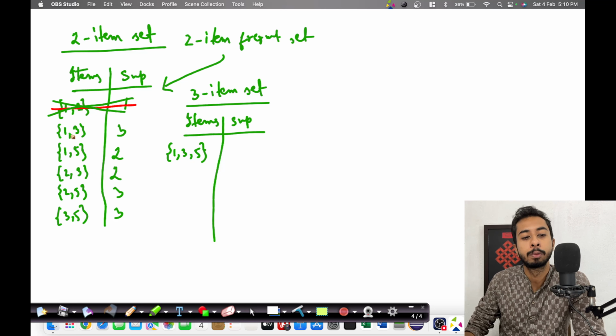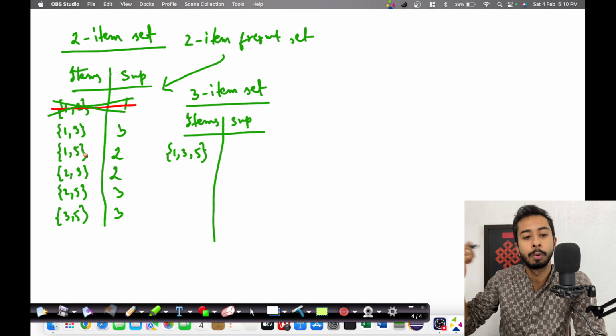Next, 1 3, where is 1 present? Anywhere else? No, not present. So with 1 I cannot combine anything else. So can I combine with 3? So 1 3 is present. Is 3 present anywhere? Yes, 3 is present in 2 3. So I can simply write 1 2 3.